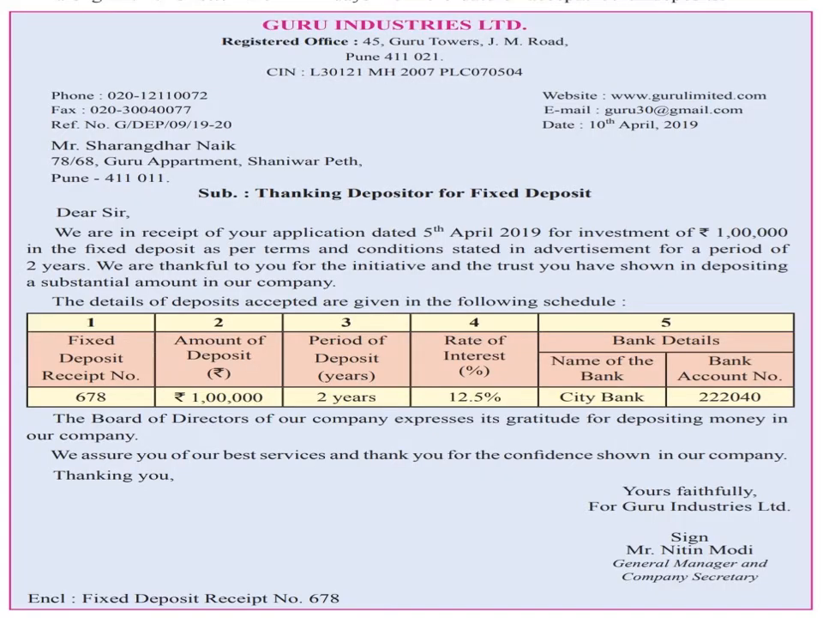So moving ahead, let's start with the first letter which the company is writing to the member. The very first letter which we are going to study is thanking depositor for fixed deposit. Student, as you all can see, the subject is thanking depositor for fixed deposit. This letter of thanks is sent to the depositor by a company immediately after receiving the deposit from the depositor.